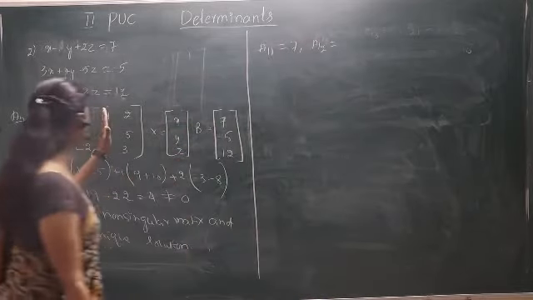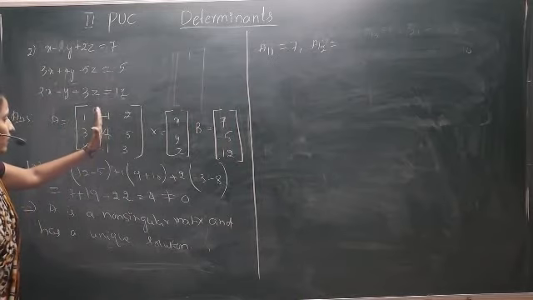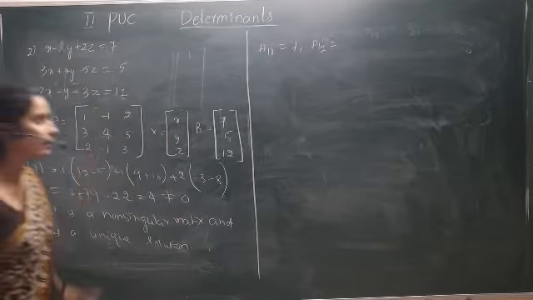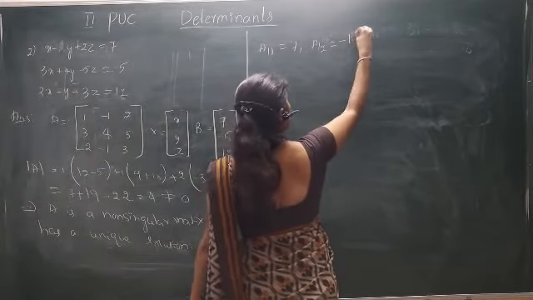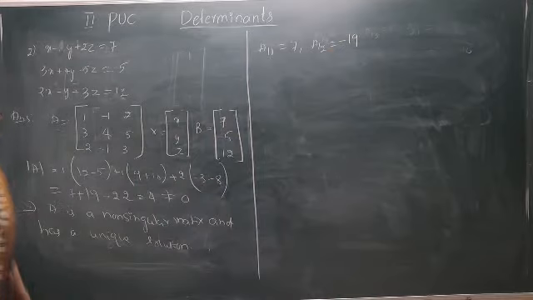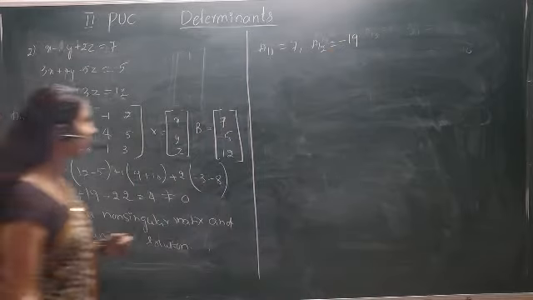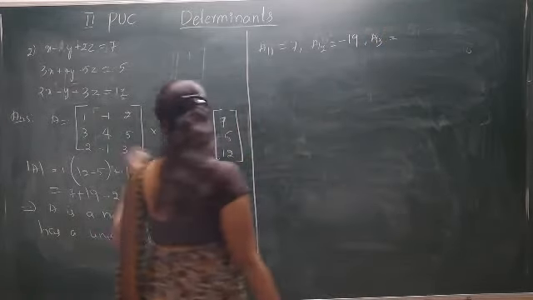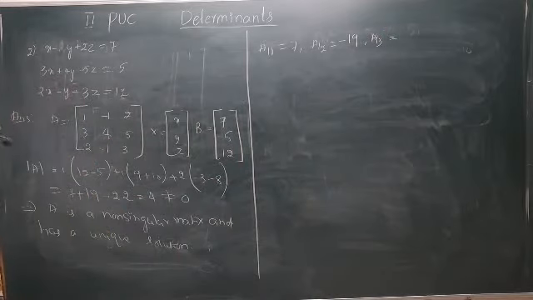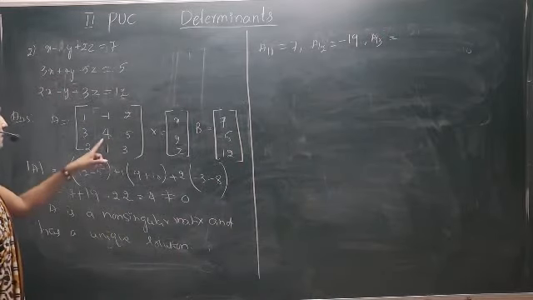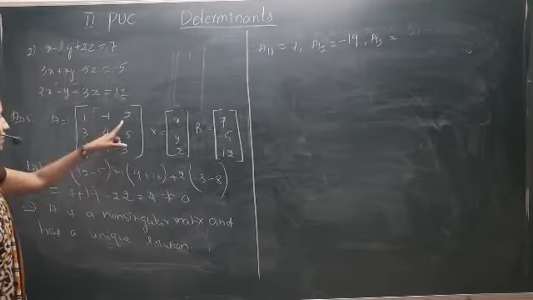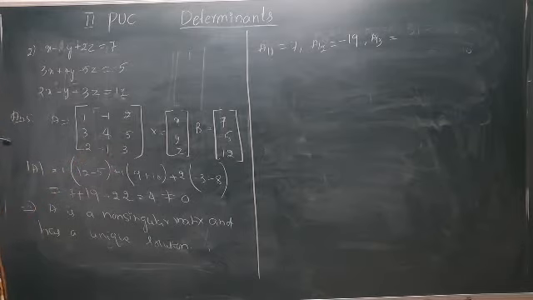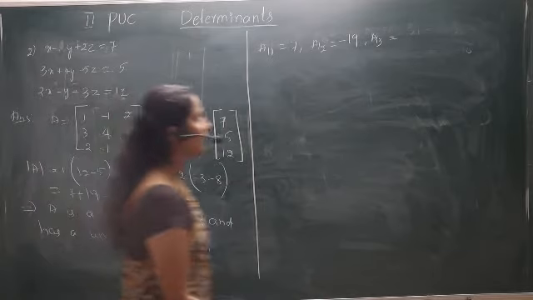A12 is 9 plus 10. 9 plus 10 is 19. That is minus 19. Next A13. That is plus 1. So minus 3 minus 8. A13 is minus 3 minus 8, which is minus 11.